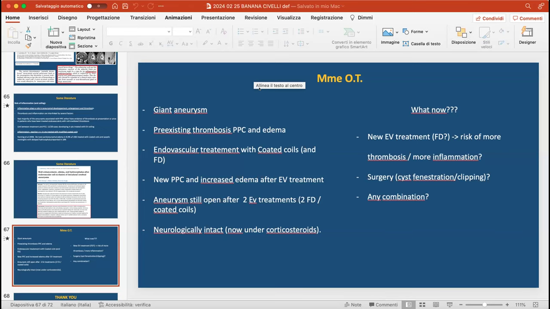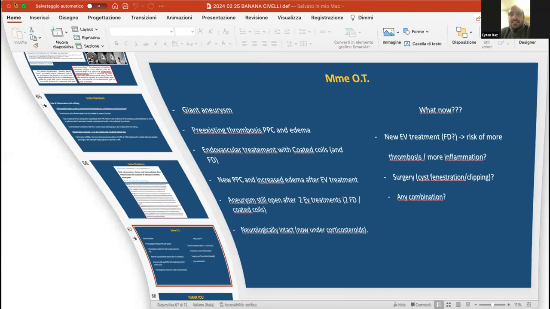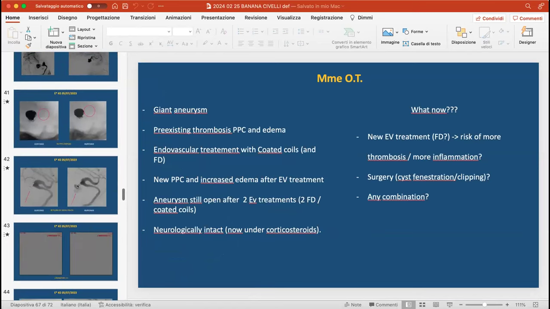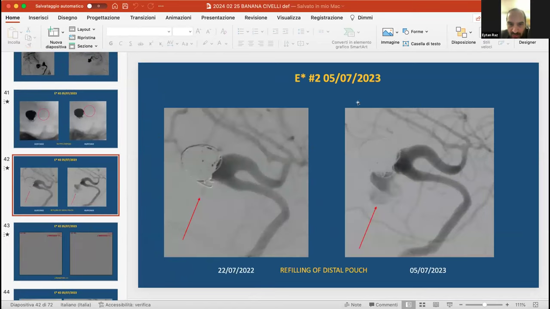Was trapping and bypass considered? I guess you did consider that. But at follow-up, it seems like the part that was not opposed was not filling anymore, meaning that it probably endothelialized there. Am I correct? It didn't seem to be filling that fusiform non-opposed area anymore at follow-up. It was better. You can see it seems that the inner part of the curve is better now. Clearly better. There's something there outside the pipeline here.